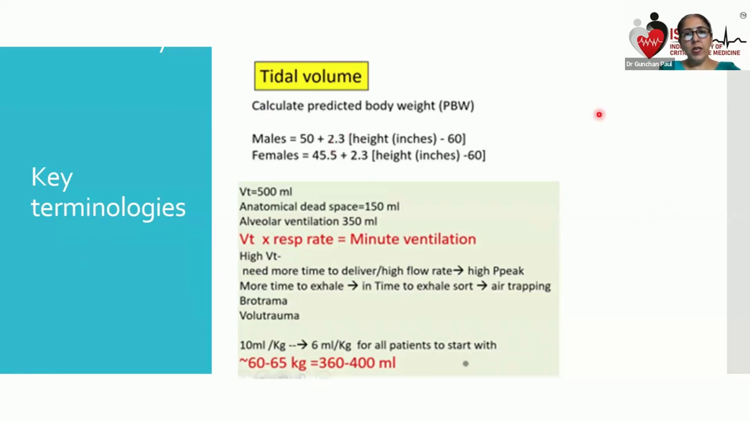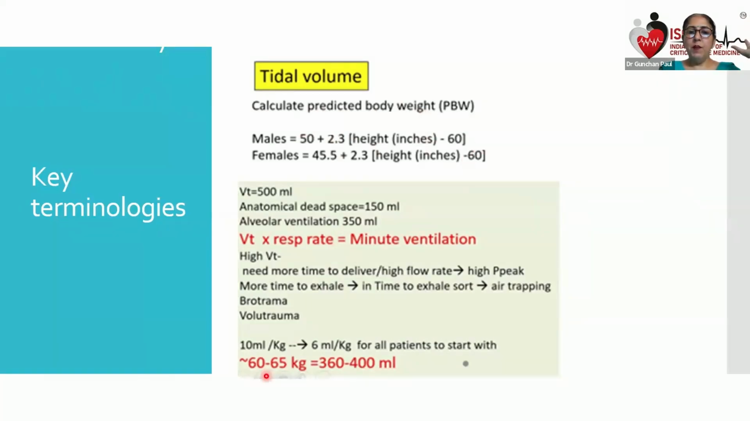So first thing we need to set is something which is called the tidal volume. That is the amount of gas which will go with each breath. Now this tidal volume is set according to the predictive body weight of the patient, because in obese patients, the lung will not increase in size with increase in weight. So it is according to the predictive body weight, meaning according to the height of the patient. The predictive body weight is calculated with a given formula.